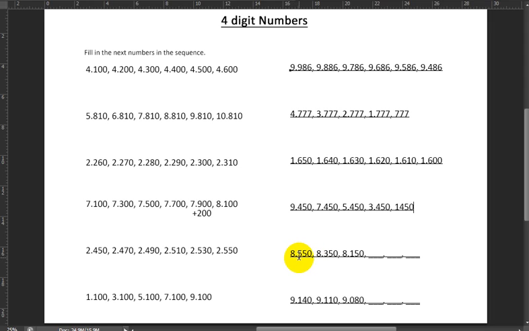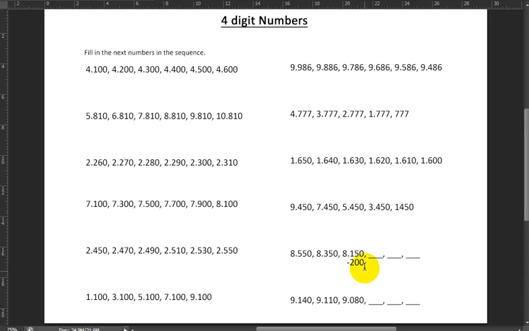Next up, we have 8,550, 8,350, 8,150. Now it's the hundreds that are going down. But look, I can't take away 2 from this 1. What can I do? I could borrow. So let's pretend that I am subtracting 200 from this, which is basically what I'm doing, just without writing it.